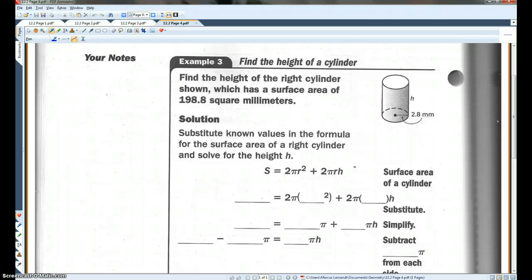Okay, example 3. Find the height of a cylinder. Find the height of the right cylinder shown, which has a surface area of 198.8 square millimeters. Alright, so basically now they give us a surface area and we have to work backwards. Substitute known values in the formula for the surface area of a right cylinder and solve for the height h. Alright, so S equals this equation. We know the surface area. Okay, and we know the radius.